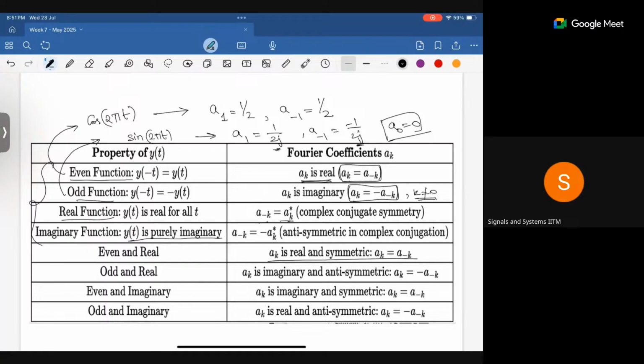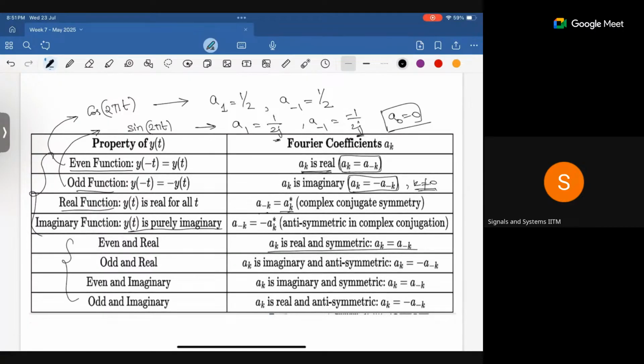Okay, so why I said you can cross check is, sometimes for sin 2 pi t, if you try to compute the Fourier series coefficients, you might forget that j and think that the Fourier series coefficients are half and minus half. Okay, so in those situations, if you remember this property, then you will immediately know that whatever you have done is incorrect, right? So in that way, these properties will help. And the other thing is to simplify also.